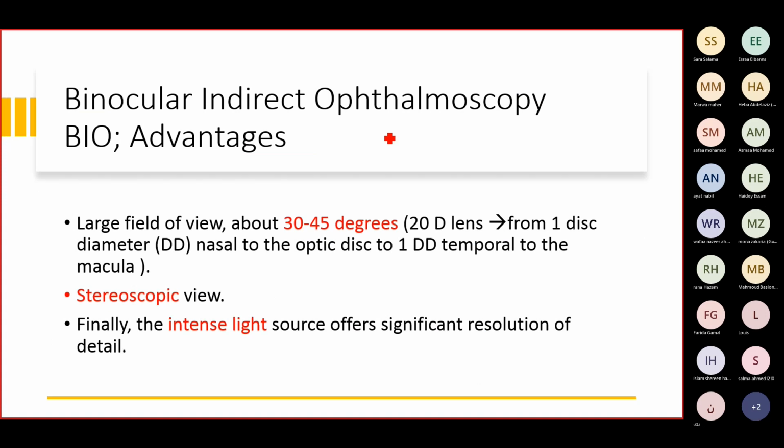The advantages, the main advantage of the indirect ophthalmoscope is the large field of view. This is why it's better to use the indirect ophthalmoscope for examining patients, for example, with peripheral retinal lesions, peripheral retinal breaks, etc. The second thing is the stereoscopic view, so you can appreciate heights and depth, and the light is more intense than with direct ophthalmoscope, which allows you to have better resolution of the details.